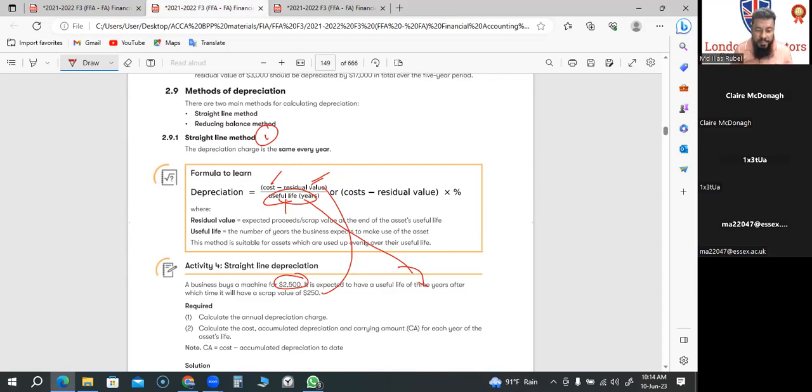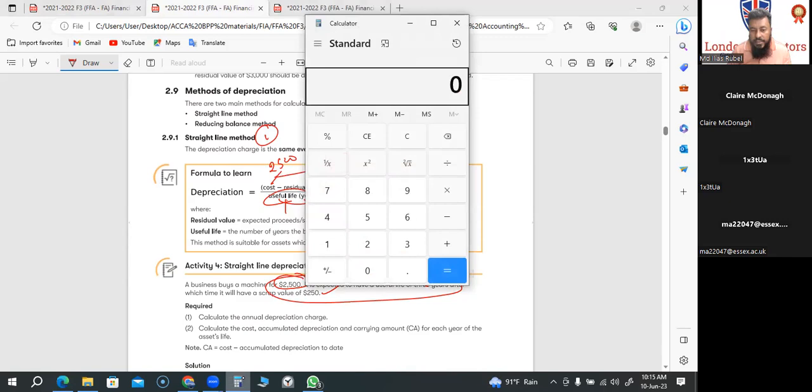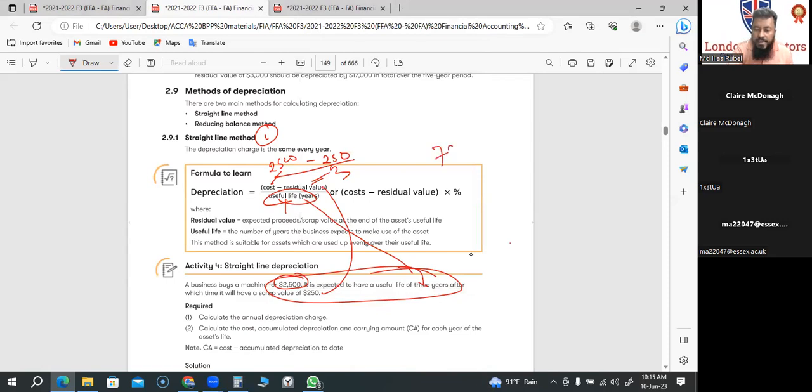Different names. Okay, so if this is the formula, what is the answer to this question? Who gives me the answer? Cost is 2,500 minus residual value 250, divided by 3. Where is my digital calculator? You calculate, come on, don't be lazy. Okay, I got some answer. 2,250 divided by 3, that's 750. That's the right answer. Do you remember? This is straight line depreciation. Every year is the same depreciation.